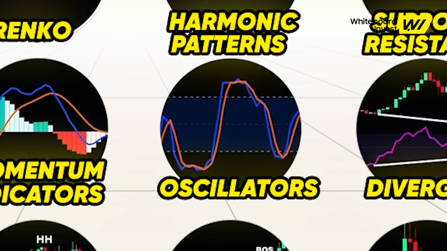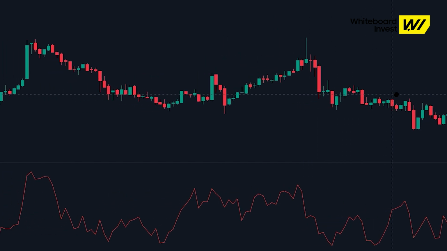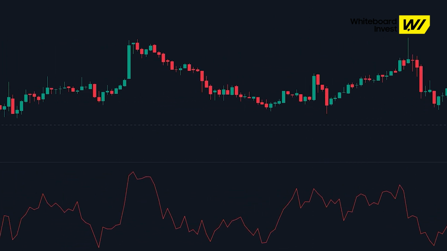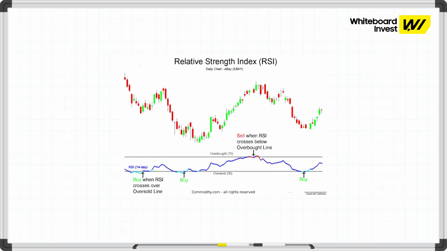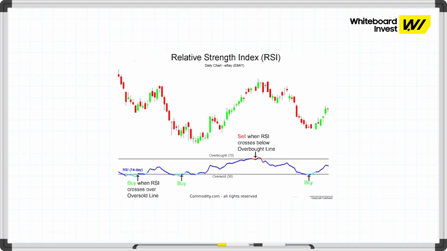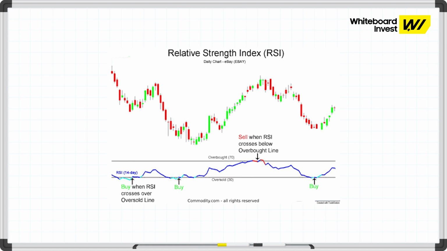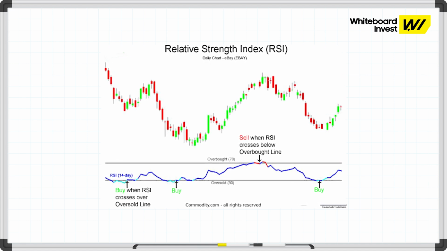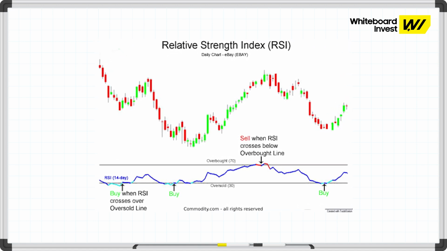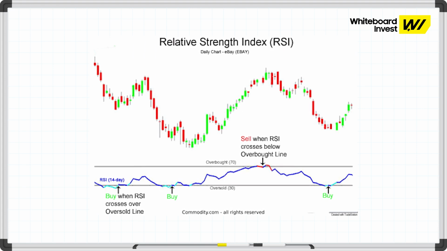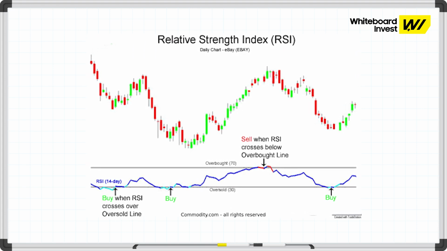Oscillators are indicators that display the relative strength of a price and are most effective in choppy or sideways markets. Notable oscillators include RSI, Relative Strength Index. When the line is in the oversold region, it indicates a possible reversal to the upside. If the line is in the overbought region, it indicates a possible reversal to the downside.